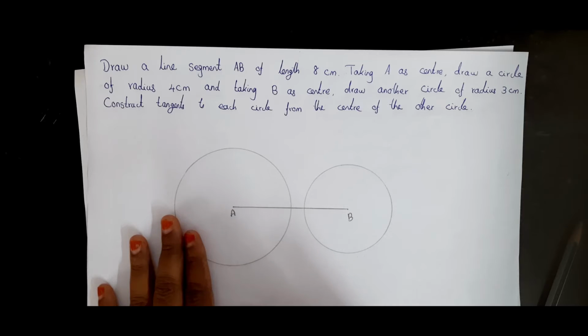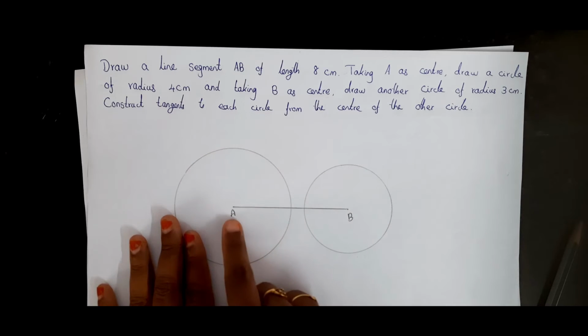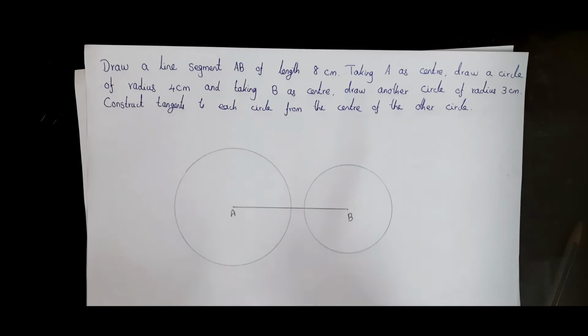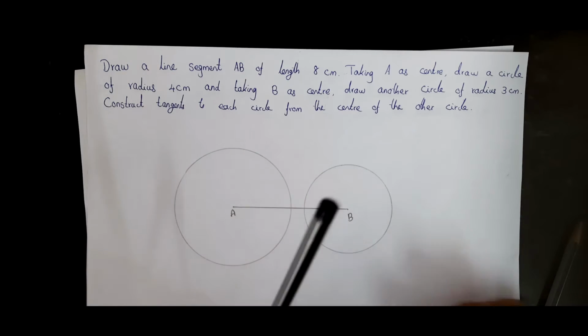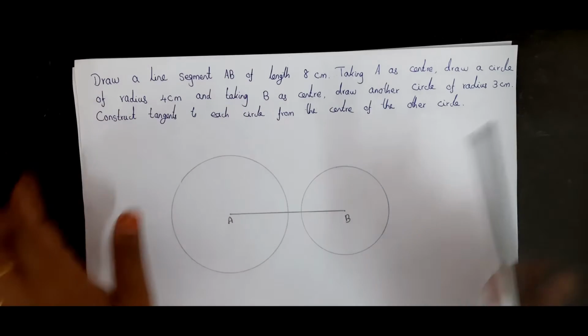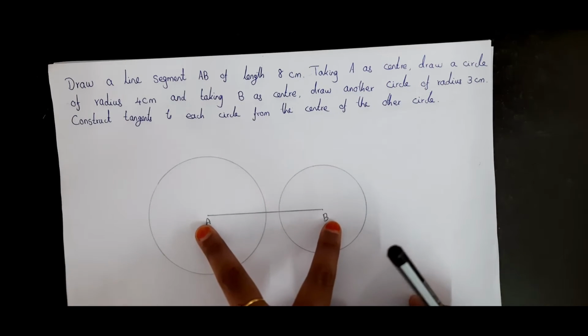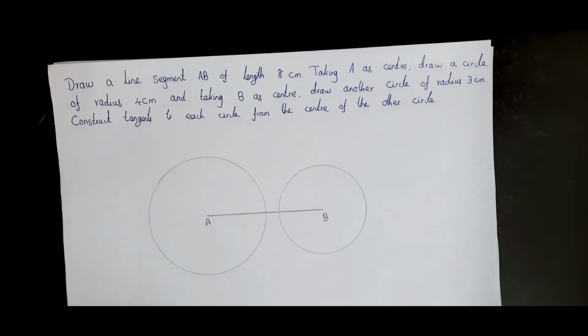How many tangents will we get? We will get 4 tangents. Why? Totally 2 external points are there. From one external point we can draw 2 tangents, right? So totally 4 tangents we can draw. So for that, first what we need to do? We have to draw the perpendicular bisector of AB.